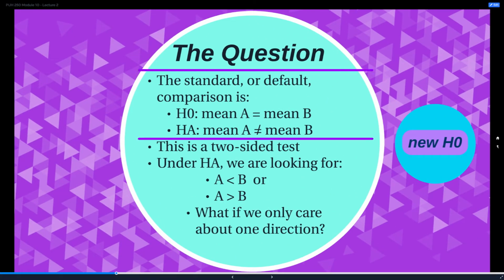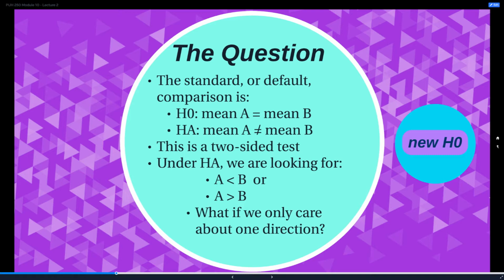Well, the standard or default comparison that we've been looking at has a null hypothesis of mean A equal to mean B, with an alternative of mean A not equal to mean B. And this is what's called a two-sided test. Under the alternative hypothesis, you're looking for either A to be less than B or A to be greater than B. You're looking in either direction, so two directions or two-sided tests.